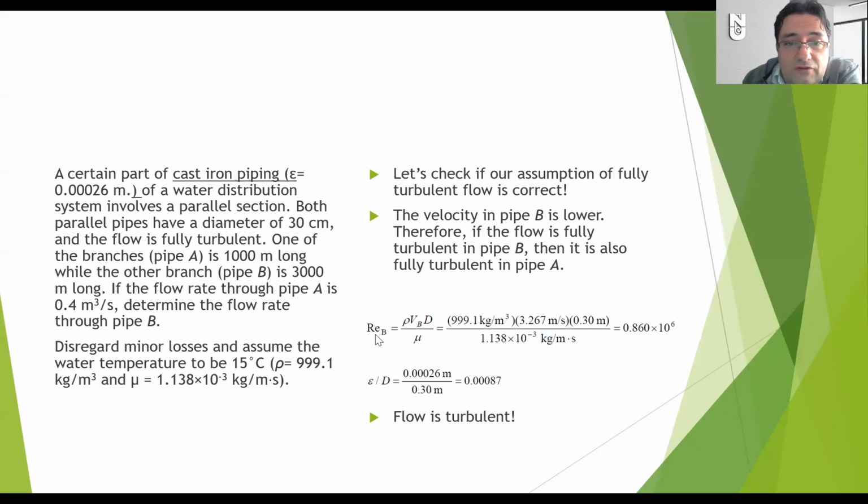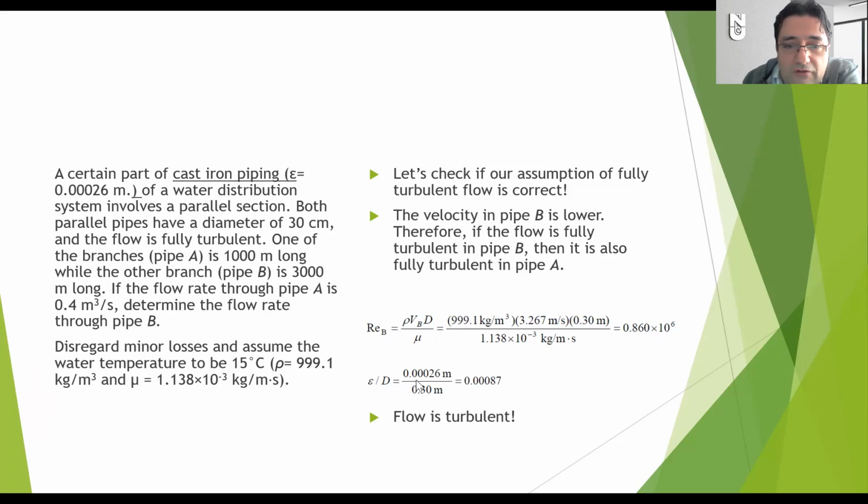Let's calculate the Reynolds number. You can use either pipe to make the calculation, or you can double-check by focusing on both pipes. Here I'm going to make the calculation for branch B. For branch B, I put in the density, the velocity and the diameter of the pipe. The dynamic viscosity is also here. And you see that the Reynolds number is around 900,000.